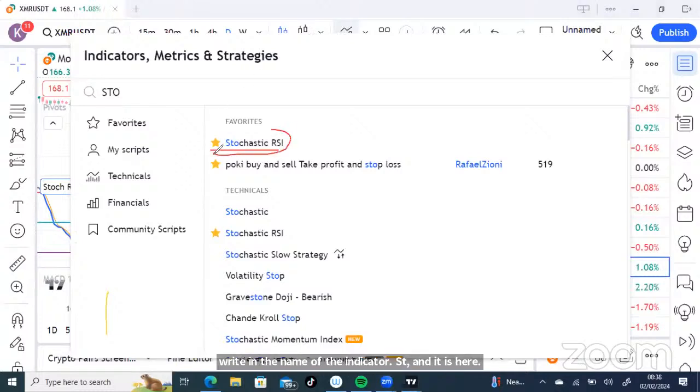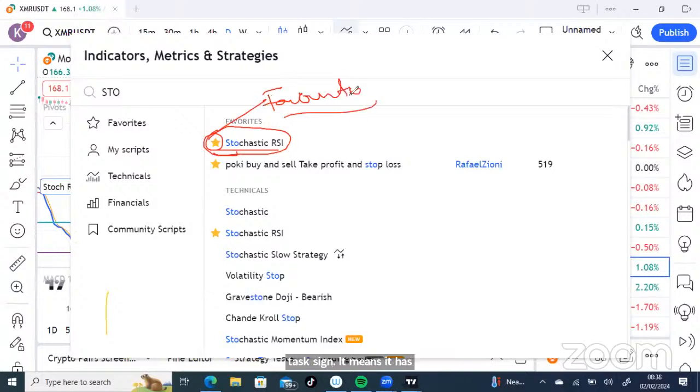And when you find an indicator, the first step is to tap on the star sign. It means it has joined your favorite list. So tap on the star. That's all. It is the stochastic relative strength indicator. As simple as that. Then after you have tapped on this, tap on it once.